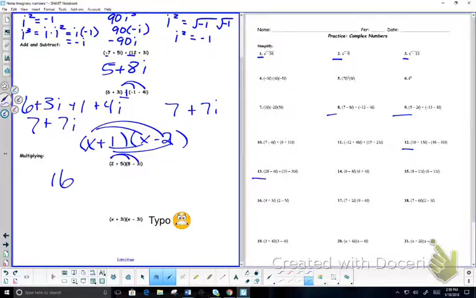2 times negative 3i would be negative 6i. Yeah, that's what I was about to say. 5i times 4 is plus 20i.